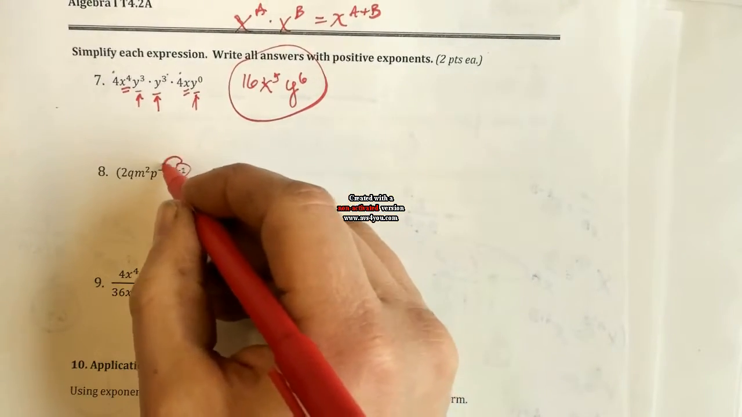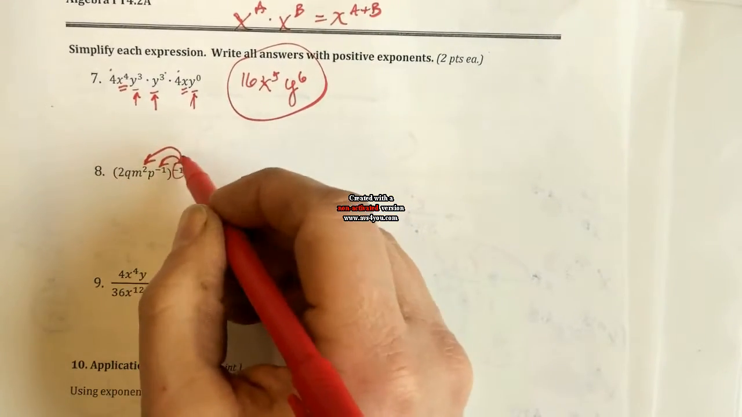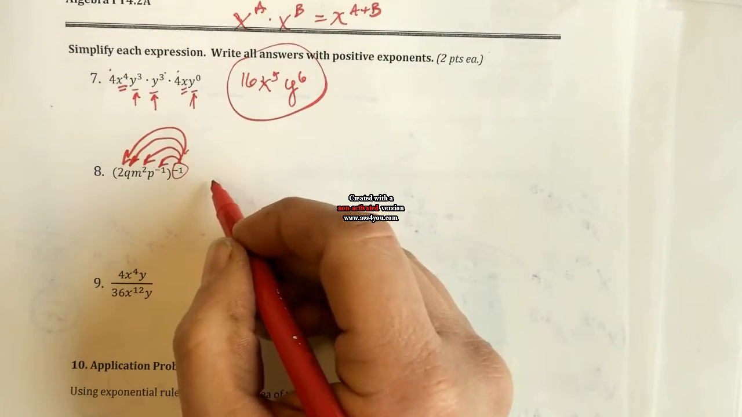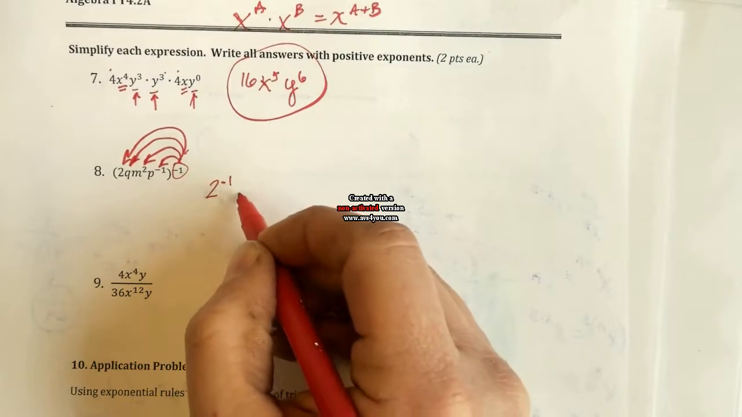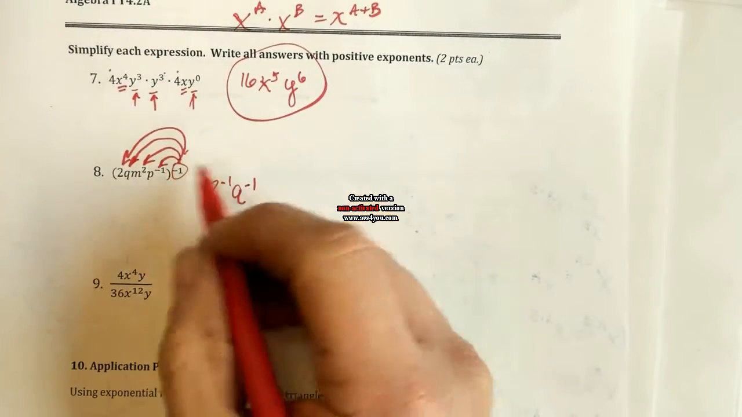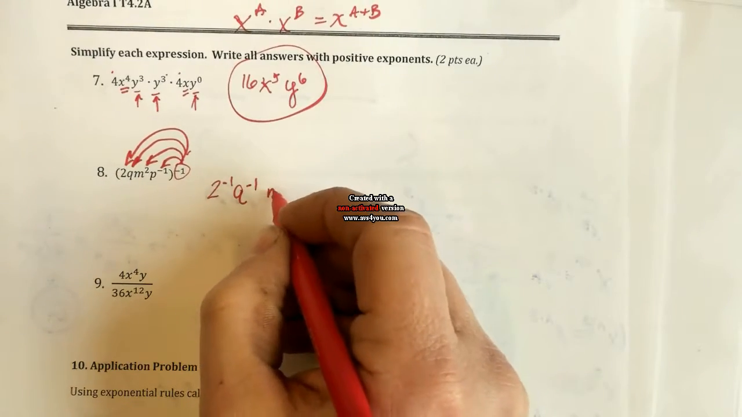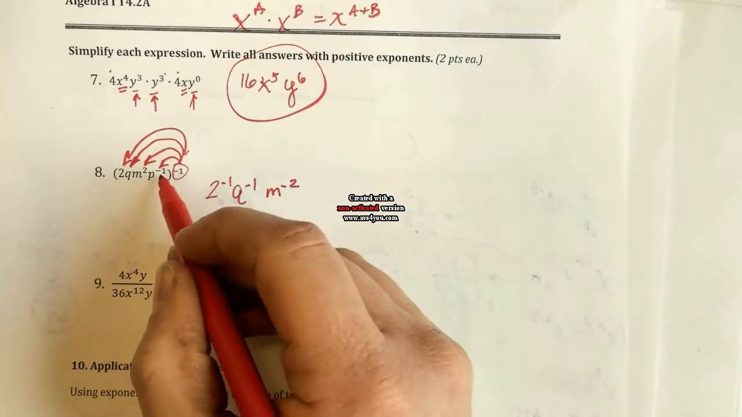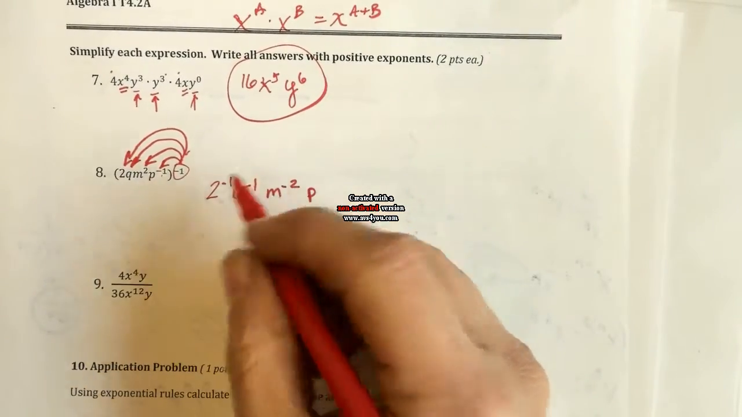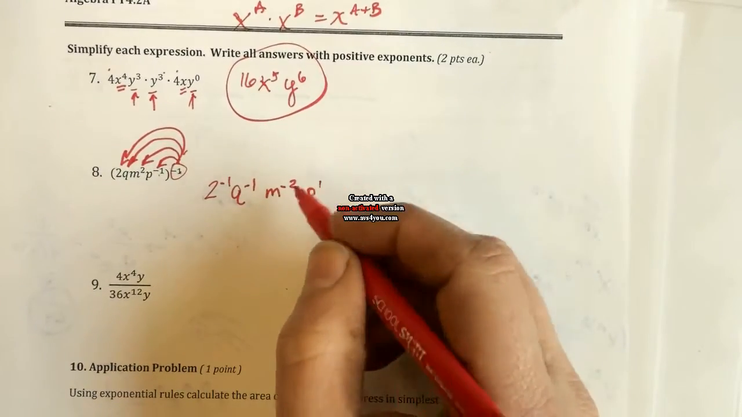Here we go. The negative 1 power outside goes to each item inside. So let's rewrite that: 2 to the negative 1, q to the negative 1, m squared to the negative 1. That's 2 times negative 1, that's m to the negative 2. And the 1 times 1, both being negative, makes it positive. Negative 1 times negative 1 is p to the 1.